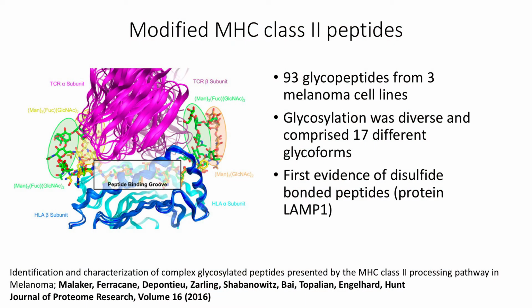And Don just recently published a paper where he found 93 different glycopeptides from 3 different melanoma cell lines. Again, these are cell lines, but this is the first time he found so many. Well, Albert Heck might have too, so I better be careful when I say who did what first. But the glycosylation was definitely diverse, 17 different glycoforms, and that's only a bucket.